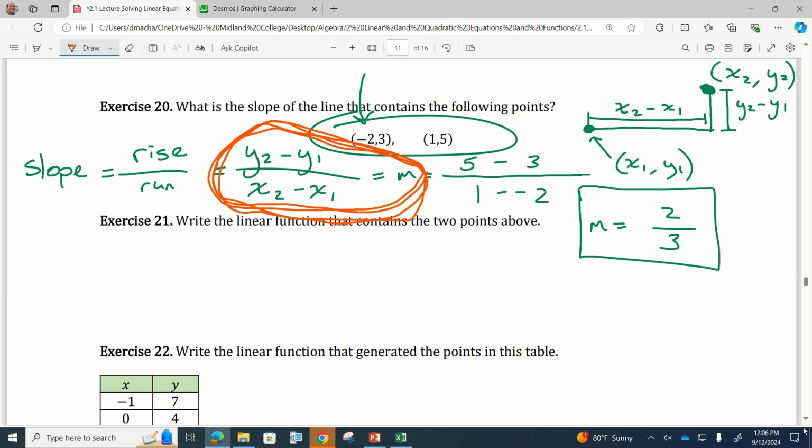How does the 1 minus negative 2 turn into 3? So 2 negatives make a positive. Okay. That's like 1 plus 2. Okay.